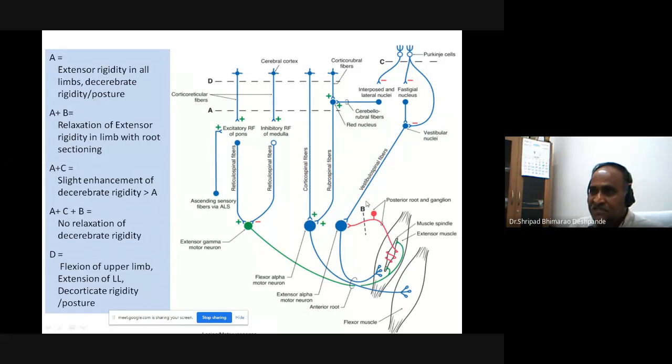What is C? This is C here, the anterior part of the cerebellum. This is cut, so then it is enhanced. It is enhanced because these are excitatory. And A plus C plus B, this is cut, plus C plus B. So there is no relaxation of the decerebrate rigidity, because this is dependent upon another component of the alpha motor neuron. This alpha motor neuron is driving.